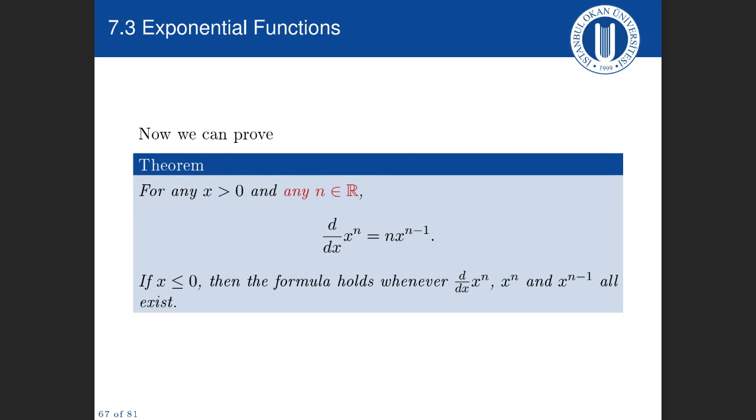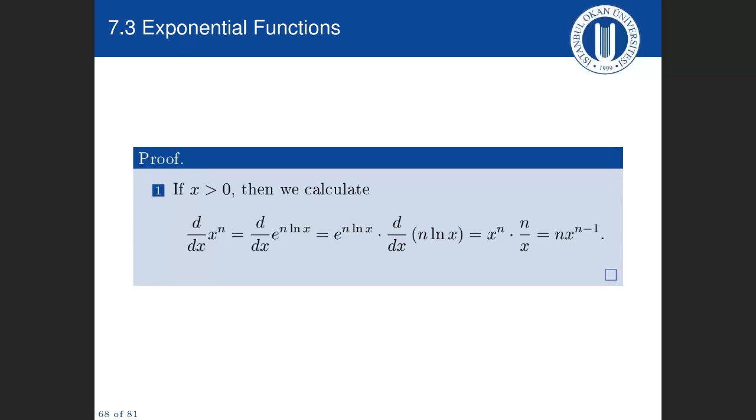This we're going to prove. First, if x is greater than 0, then we can calculate it like this, because x to the power n just means e to the power n ln x. And we know how to differentiate that. That's just e to the power n ln x multiplied by the derivative of n ln x. So just x to the power n multiplied by n over x, we get the formula that we expected.